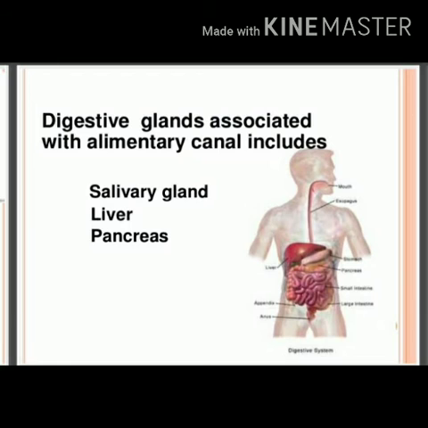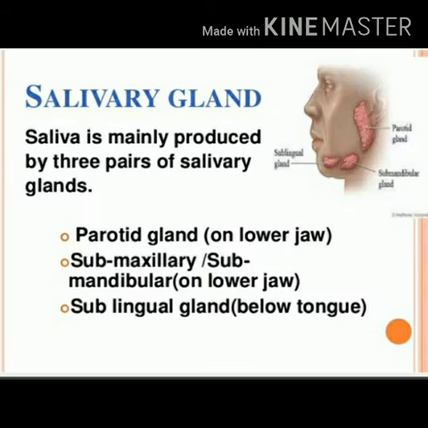Okay, so next we discuss the digestive glands. Digestive glands are basically the salivary glands, liver and pancreas. So one by one we discuss these glands. First is the salivary glands. Salivary glands are present in our mouth, or you can say the buccal cavity. They are of three types: parotid gland, submaxillary or mandibular gland, and sublingual gland. The positions are also mentioned. Parotid glands are present in the lower jaws, you can see in the diagrams, and maxillary or mandibular glands are present in the lower jaws, and sublingual glands are present below the tongue.